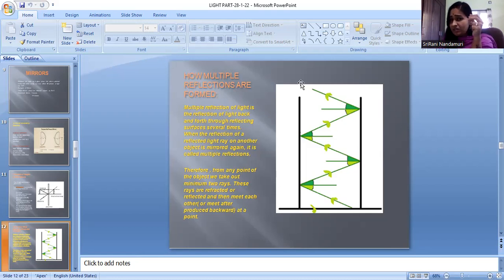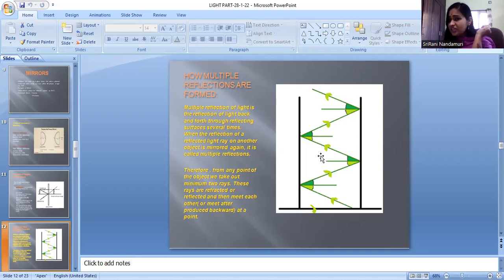Here, see this figure. This is the incident ray which comes and strikes the object, and again it is reflected back. This is the reflected ray and this is considered the normal. Again this reflected ray acts as an incident ray, and again it strikes the object and is reflected back. So here you can see this is the point where one image is formed.